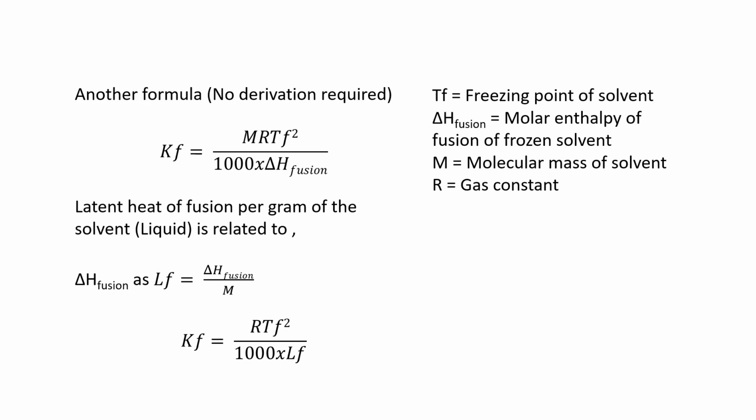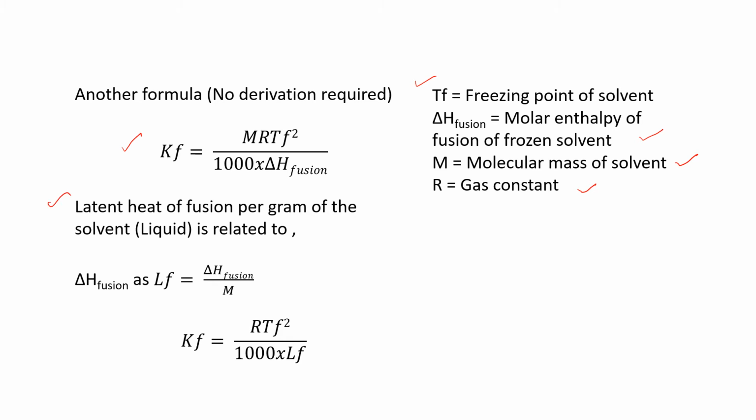Another formula, for which derivation is not required: Kf is equal to M R TF square by 1000 into delta H fusion, where TF is the freezing point of the solvent, delta H fusion is the molar enthalpy of fusion of the frozen solvent, M is the molecular mass of the solvent and R is the gas constant.